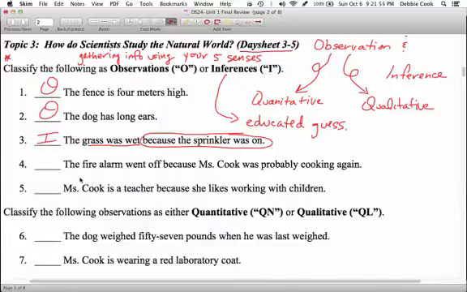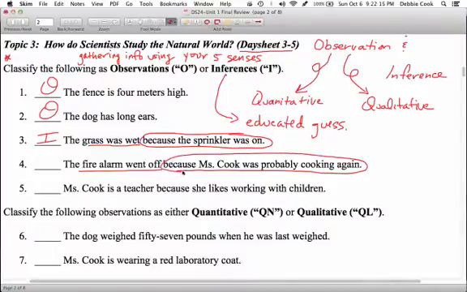Let's look at number 4. Number 4 says the fire alarm went off because Miss Cook was probably cooking again. All right, if I look at this statement, I know that the fire alarm going off is something that I can hear or maybe even see if it has a light on it. So this is the observation. But if I read on right here, we don't know why the fire alarm went off. We're making an educated guess that the fire alarm went off because I was cooking again. So because we have an educated guess there, we're going to go ahead and call number 4 an inference.